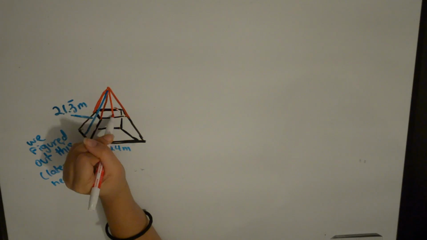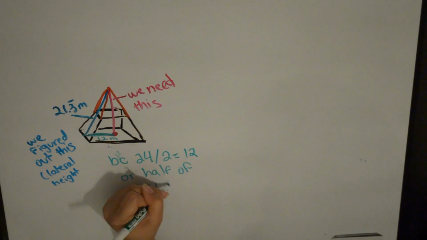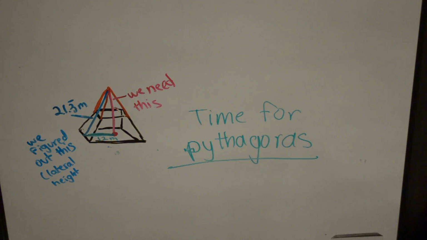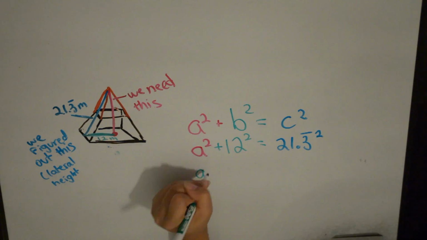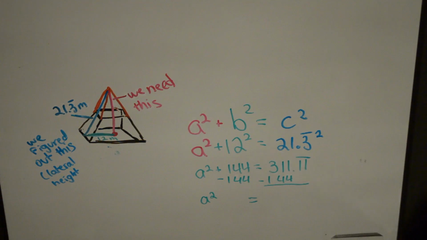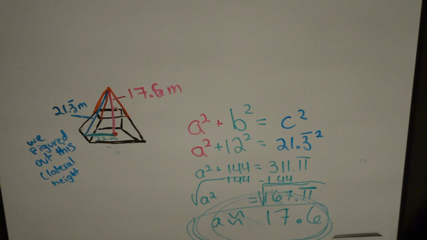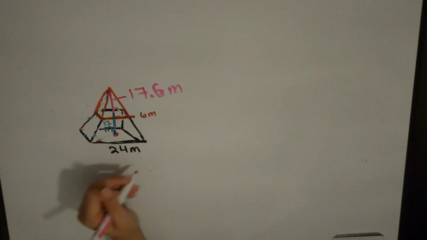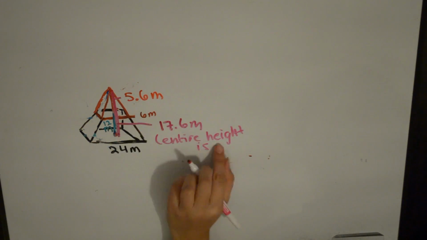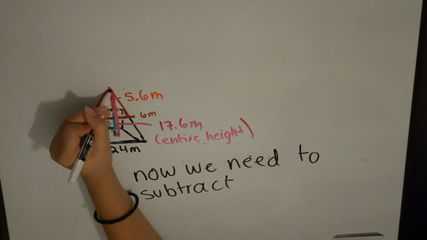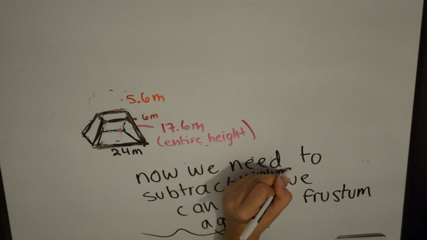We know our lateral height now, so we need to figure out its actual height, and we can do this by creating a triangle inside the pyramid and using the Pythagorean theorem. 21 1/3 squared minus 12 squared, all square rooted, is about 17.6. The hard part is now over. Just before we can calculate the volume, we need to find the height of the tiny tip that was chopped off. We can do this by subtracting 12 from 17.6, and we get 5.6. 12 is the height of the frustum according to the tour guide, by the way.